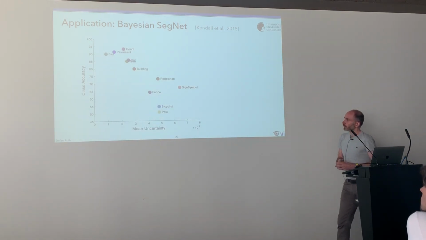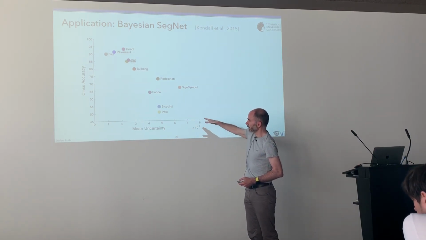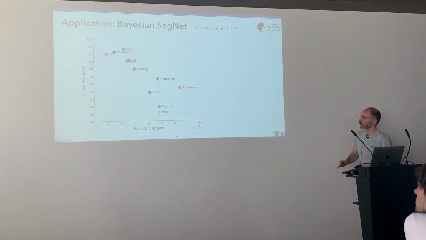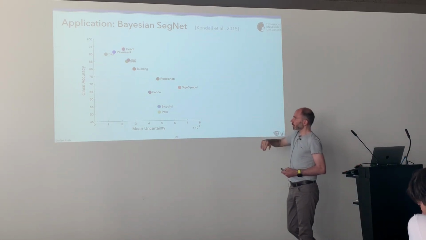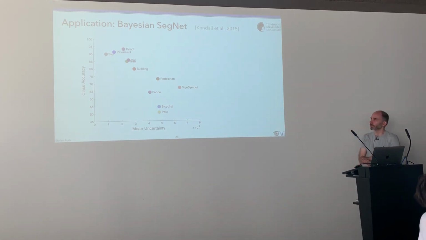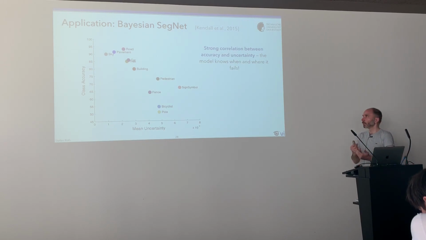So for example, if you look at the uncertainty of the different categories plotted on the x-axis and the class accuracy on the y-axis, you can see a very nice correlation. For the categories that are most accurate, things that are easy to segment, like sky, pavement, and road, the network is also very certain of its output. In other categories, like bicyclist, where it's more difficult to segment, the network outputs a much higher uncertainty. So that's what you would expect. There's a strong correlation between accuracy and uncertainty. The model kind of knows when and where it fails.